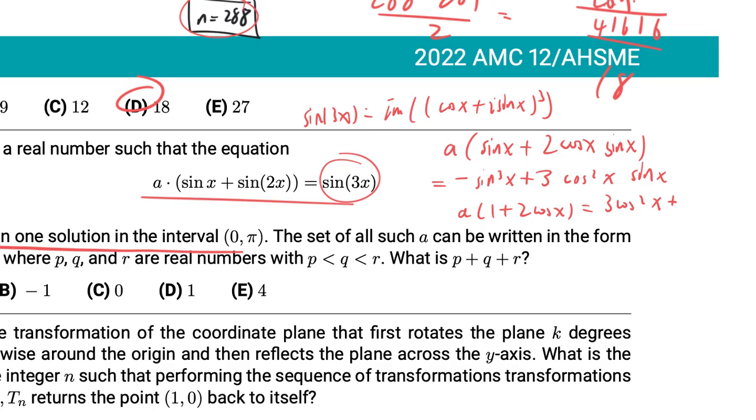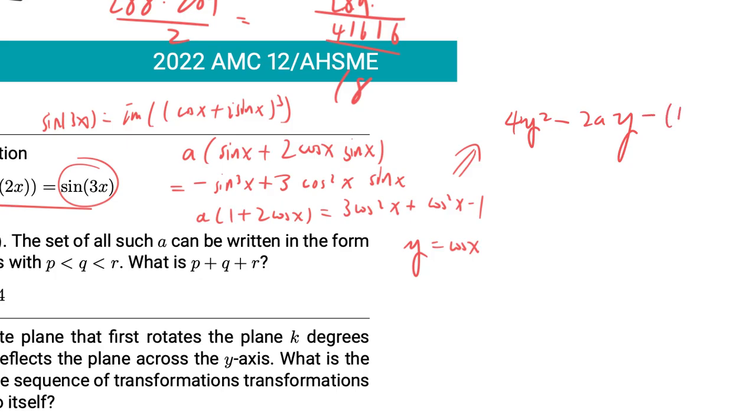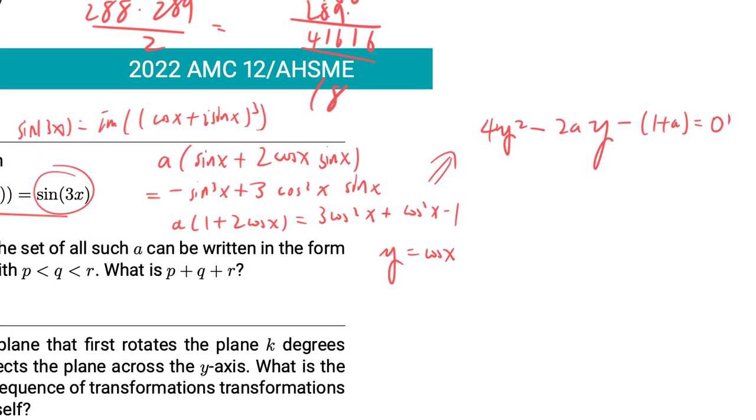So we would get plus cosine squared x minus 1. Then we can write y equals cosine x, and this would give us 4y squared minus 2ay minus 1 minus a, so this is minus 1 plus a, is equal to 0. Then we can just plug this into the quadratic formula and see what this gives for y.